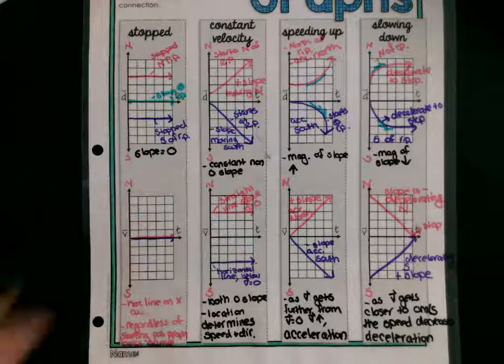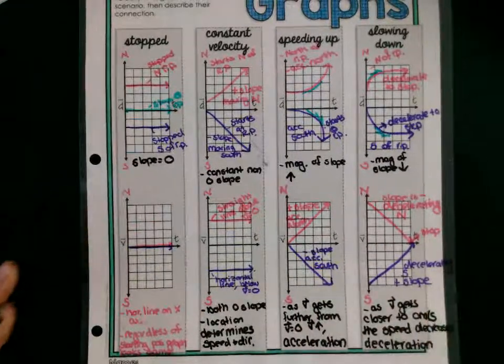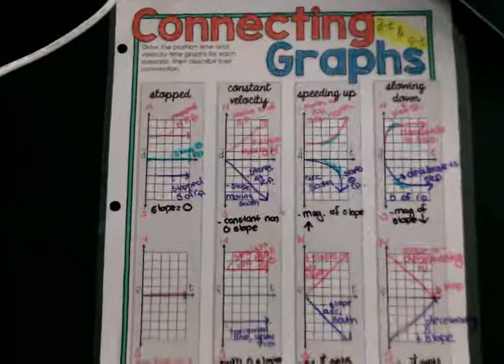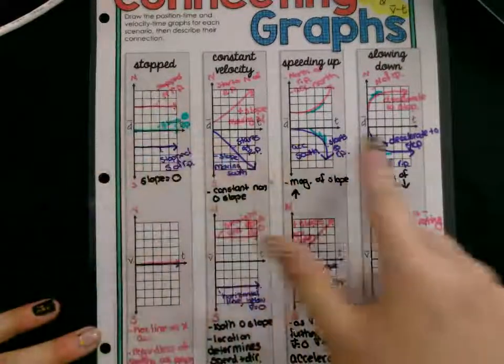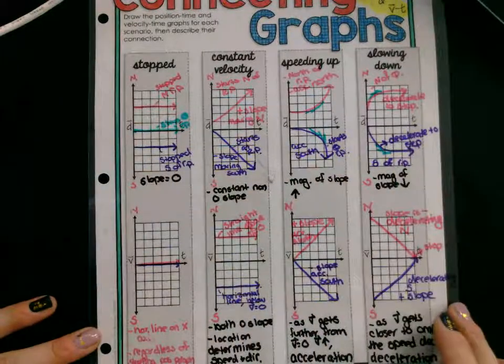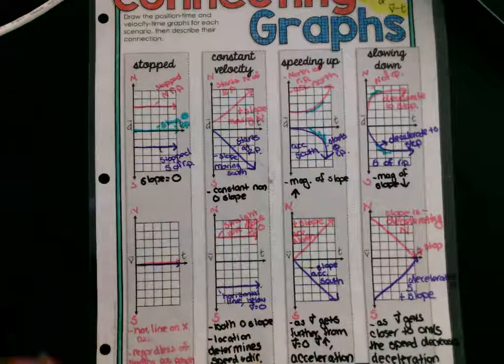All right, guys, so there you have it. Here's all of the graphs. So we can compare the two. We've got all of our position time graphs across the top. And we've got all of our velocity time graphs on the bottom.